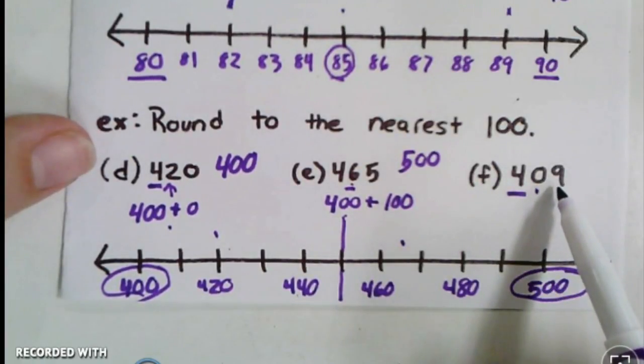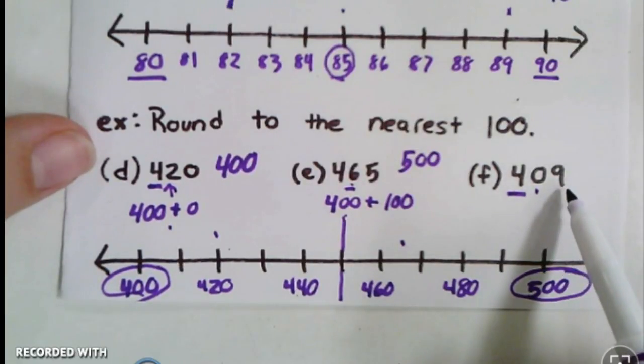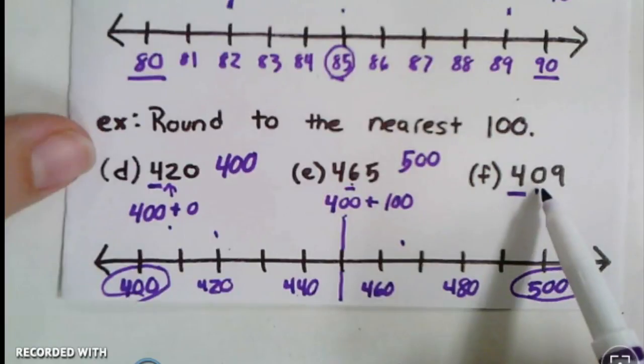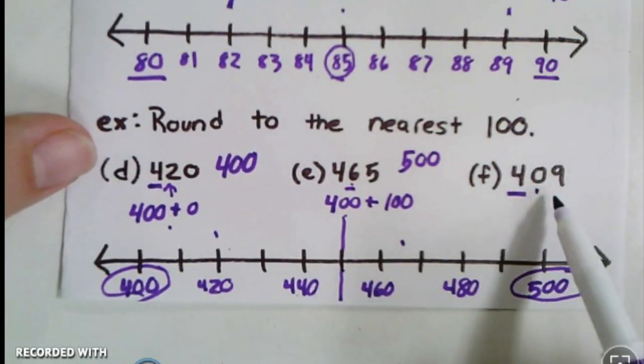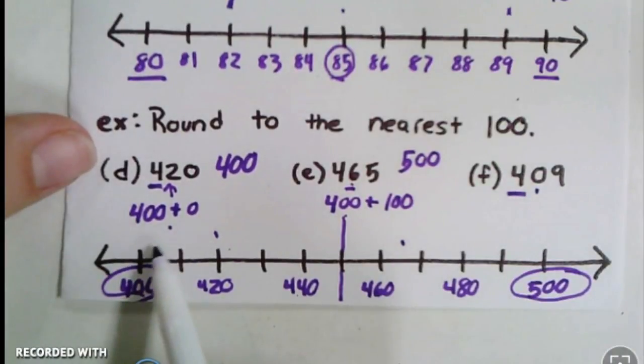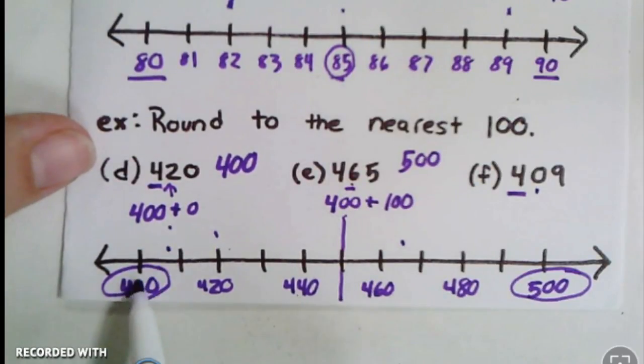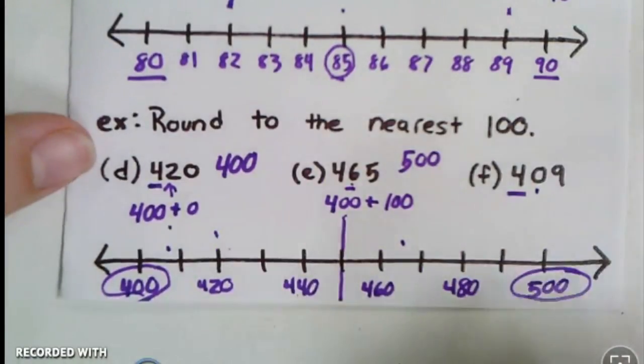But the problem with that is that this 9, if I rounded it, would only round up to 10 and make this 410. That 409, if you think about where that is, is all the way over here. It's just a little bit over 400. It's not even quite up to 410. It's right there. So it's much closer to 400 than it is to 500. If I use my number line, it would be hard to make that mistake.